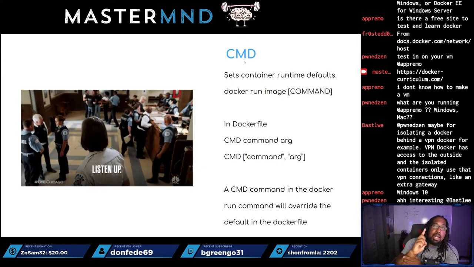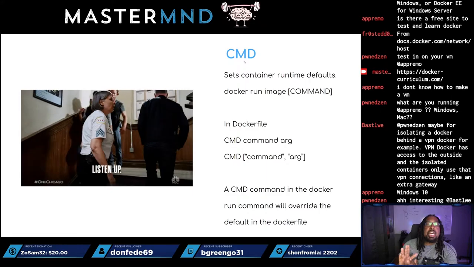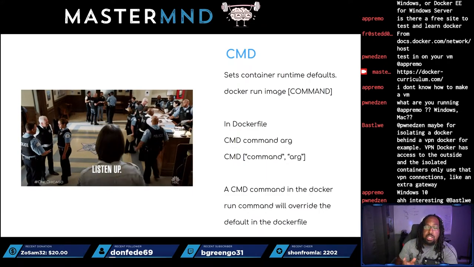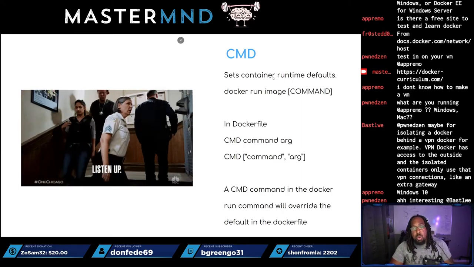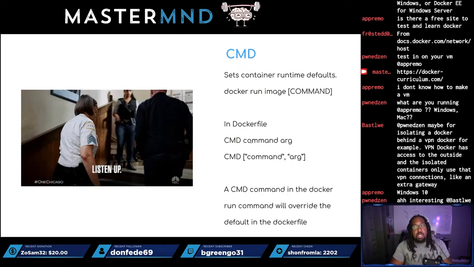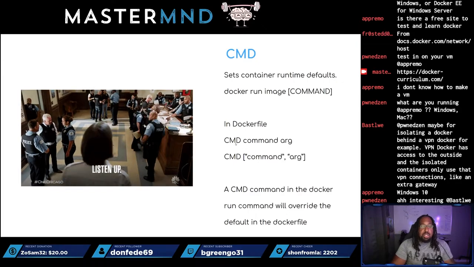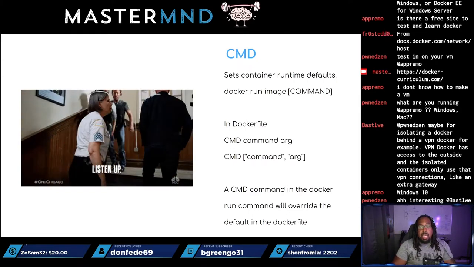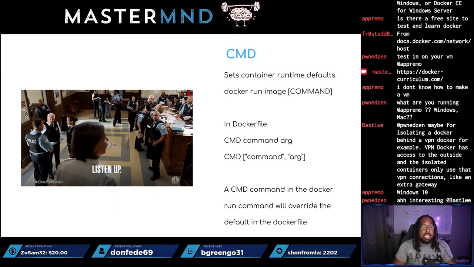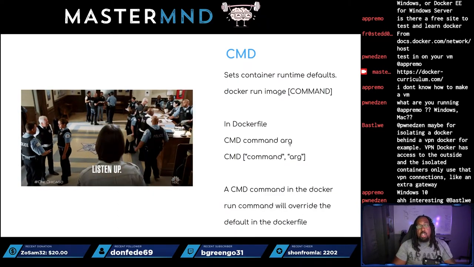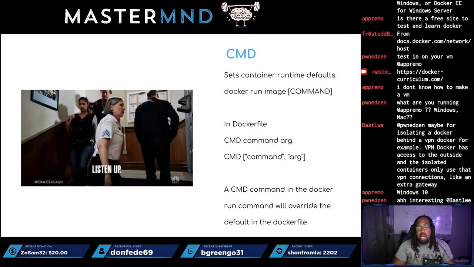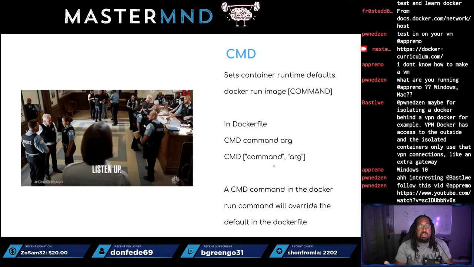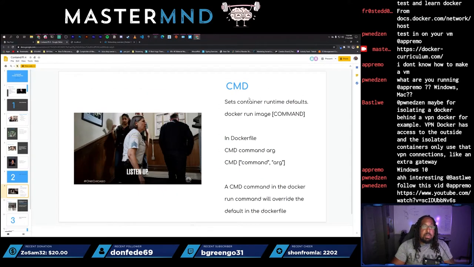There can actually be multiple commands in the Docker file, but the last one will take effect. I'll show you what that means. I think it makes a little more sense for us to dive into it here first. The way that you declare a command is like this: basically a command, and you give it an executable and an argument, or just an argument. And like I said, a command in the Docker run command will override the default in the Docker file. So let's take a look at that really quick.